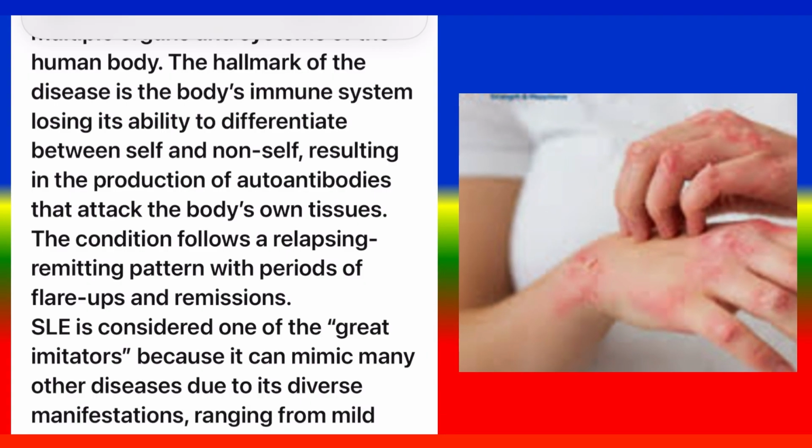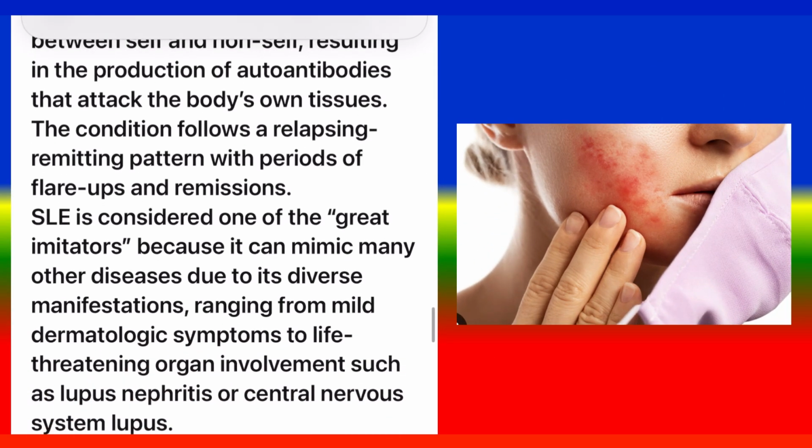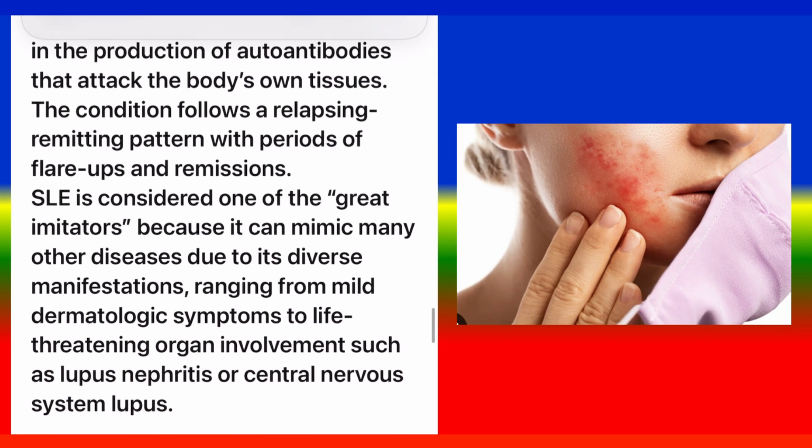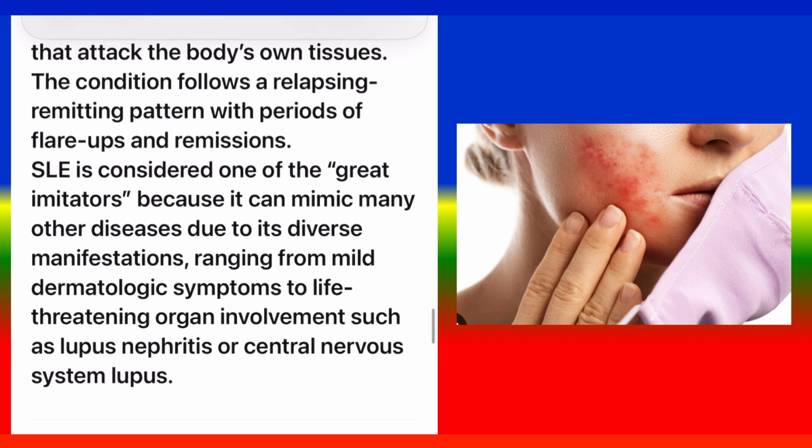The condition follows a relapsing-remitting pattern with periods of flare-ups and remissions. SLE is considered one of the great imitators because it can mimic many other diseases due to its diverse manifestations, ranging from mild dermatologic symptoms to life-threatening organ involvement, such as lupus nephritis or central nervous system lupus.